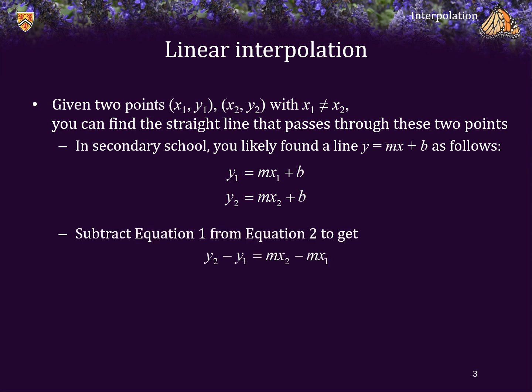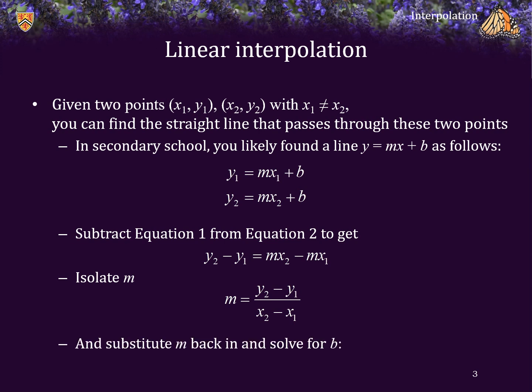Now, you'd probably then subtract equation 1 from equation 2 to get y2 minus y1 equals mx2 minus mx1. You can now isolate m, and this gives m being the ratio of y2 minus y1 over x2 minus x1. Substituting m back into the first equation and solving for b gives us that b is equal to y1 minus this slope times x1.